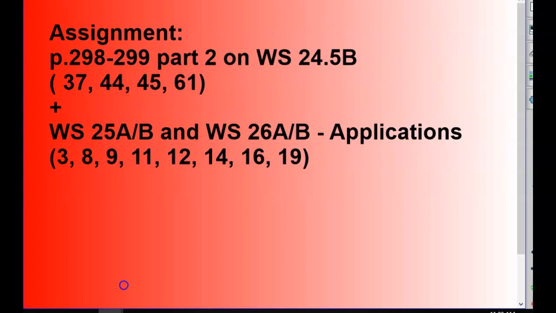So this is what you need to do tonight, or get started on, because tomorrow you will have some time to ask questions if you have any trouble on any of these. These are almost all application questions. The first 4 are on 24.5B, the rest are on 25 and 26. The first 4 I think are all area, and then these are just applications. Anybody do last night's and have a question?